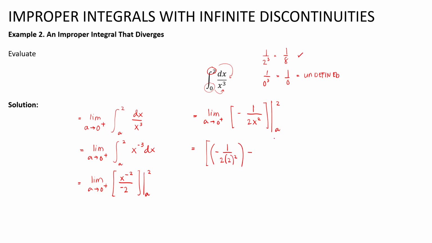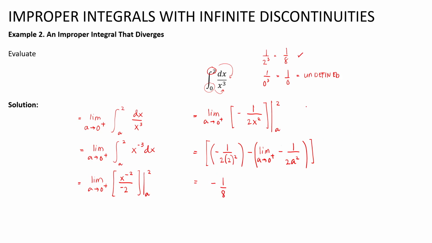And then minus. So we put the limit here, and then distribute it to the proper term. So minus the limit as a approaches 0 plus of -1 over 2a squared. So the first term is -1 over 8.